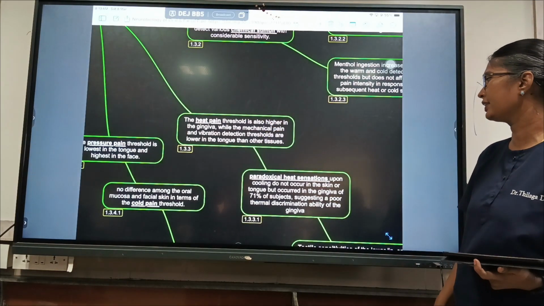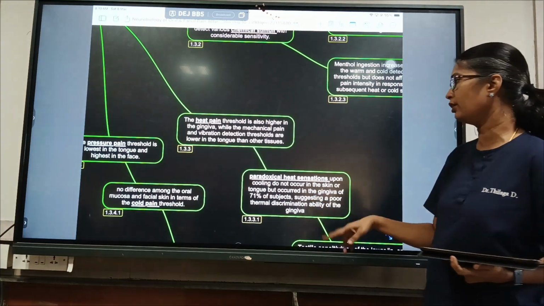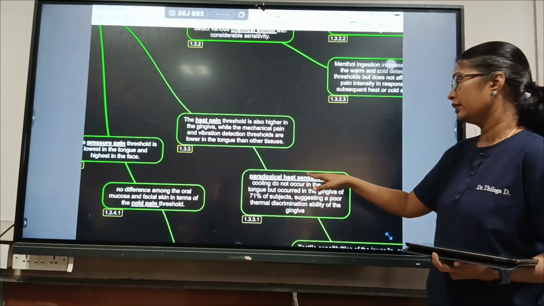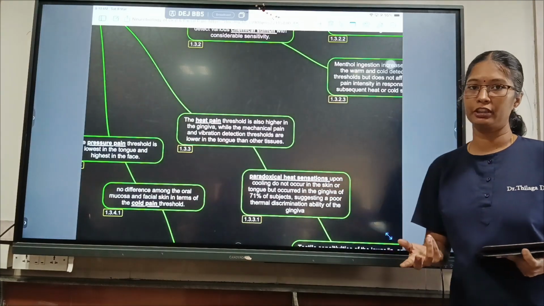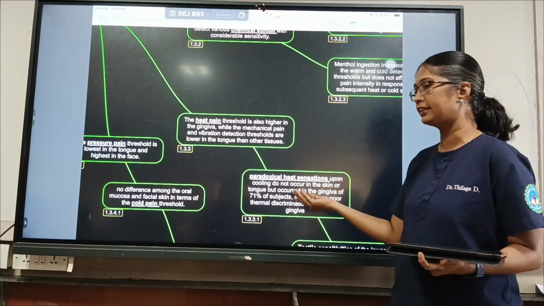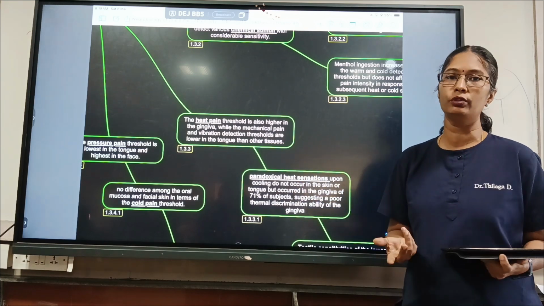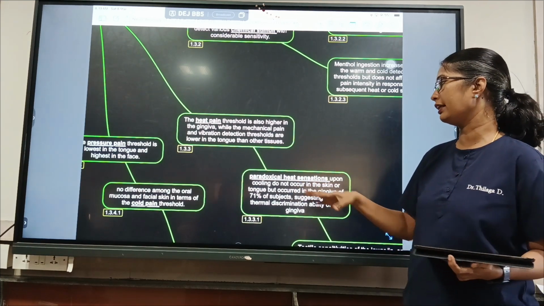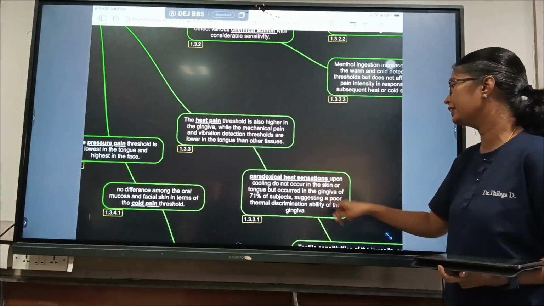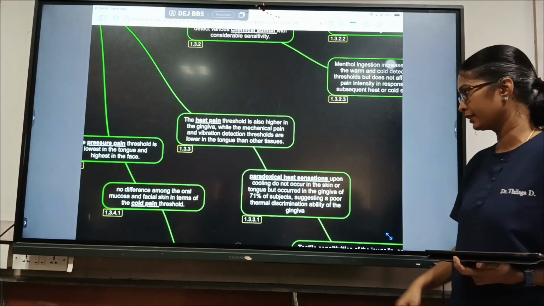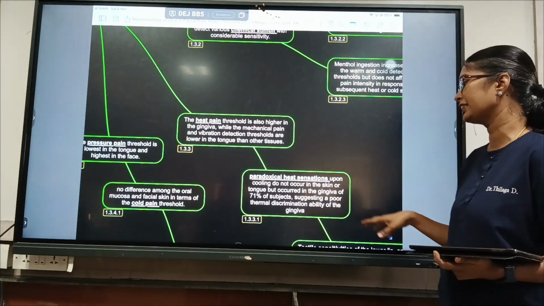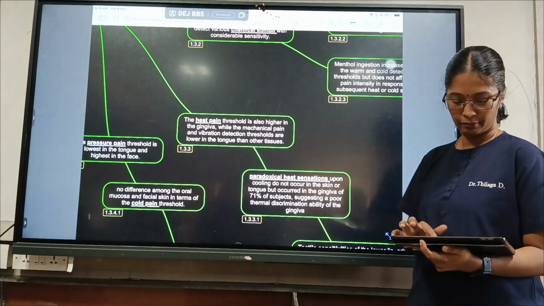Paradoxical heat sensations upon cooling do not occur in the skin or tongue but occur in the gingiva. What is paradoxical heat sensation? It is opposite to what we are stimulating. So when we give a cooling effect, it causes a paradoxical heat sensation, which means when you apply cool, you should feel the cool sensation. But contrarily, it causes a heat sensation. That is paradoxical heat sensation, which happens in gingiva, not in the skin or the tongue. So this shows that the gingiva has a poor thermal discrimination capacity. So this is about heat pain.